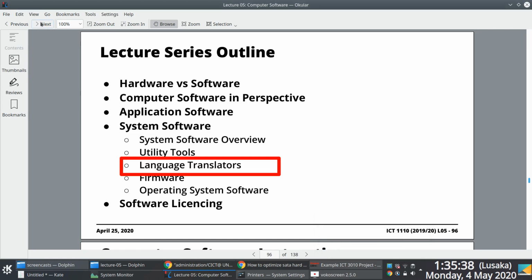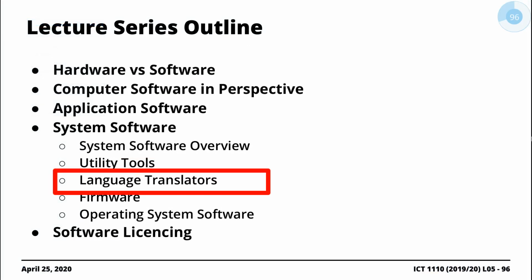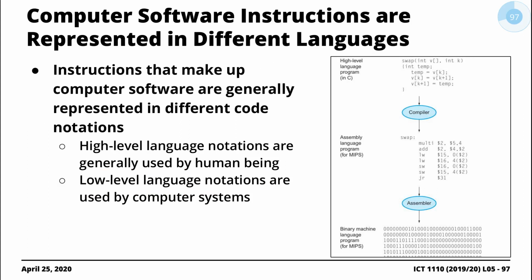All right, so we continue off our discussion of system software, still on lecture series number 5, which is computer software. In this particular unit, we discuss language translators. And I thought we'd start off our discussion by reminding ourselves of this whole notion of high-level languages or high-level language notations versus low-level language notations. And this really came up when we had a broad discussion of how computer software is created.